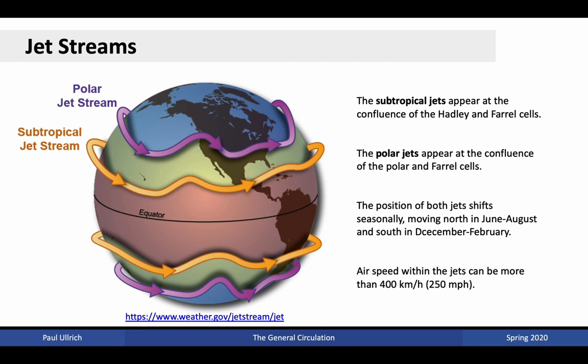There are two primary jet streams within every hemisphere. We have the subtropical jet stream, which we just looked at, as well as a polar jet stream, which tends to be more windy than the subtropical jet stream, but can be associated with even higher wind speeds.